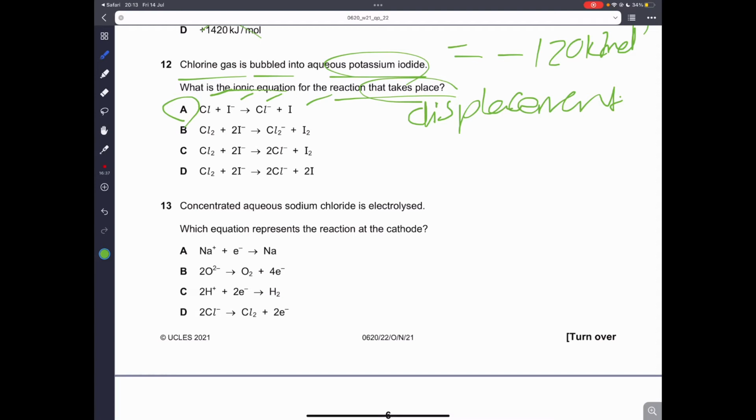I'm sorry, A is not correct because chlorine has to be Cl2, right? It's not balanced. Basically it's the same structure, but C is the balanced one, so we have to choose C.